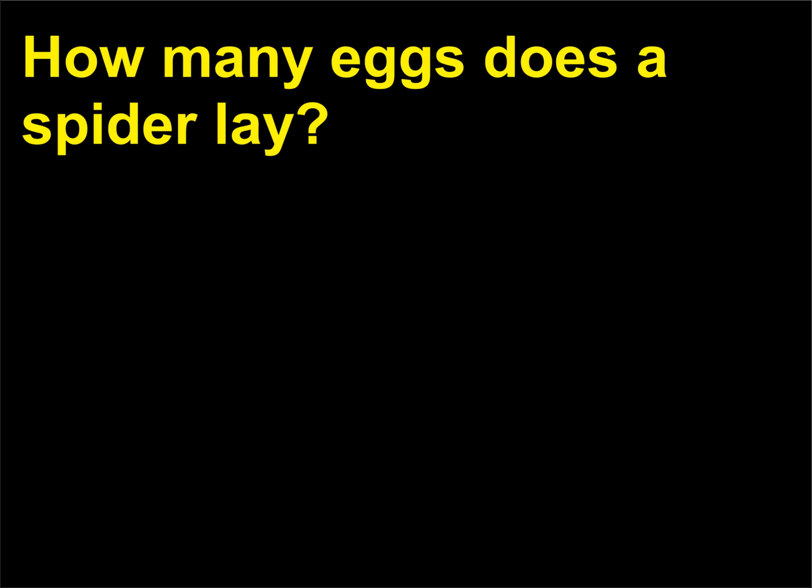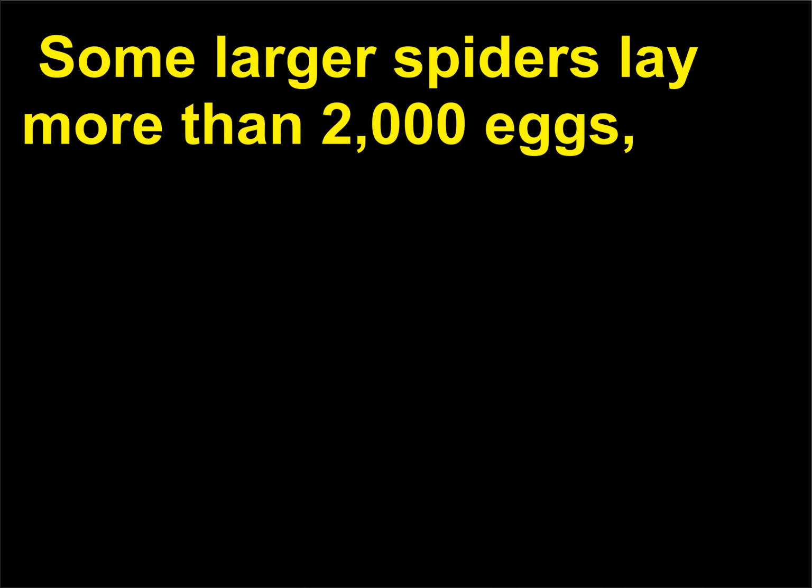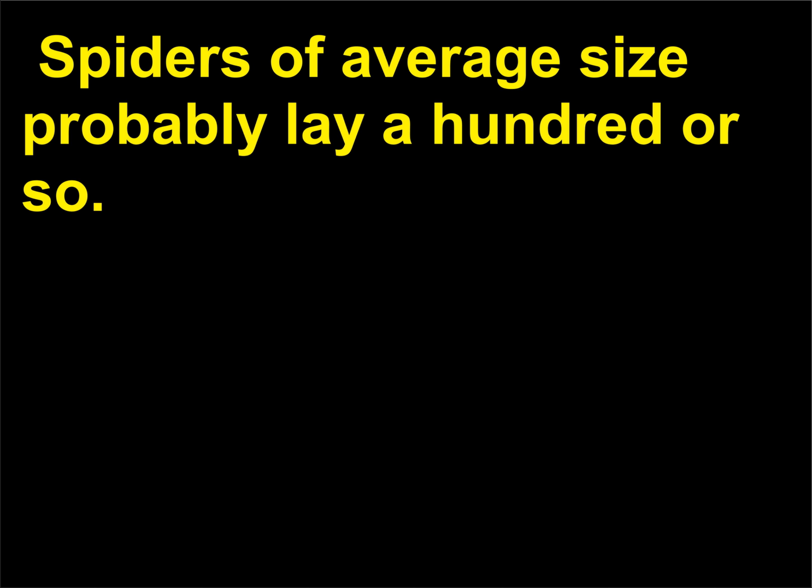How many eggs does a spider lay? The number of eggs varies according to the species. Some larger spiders lay more than 2,000 eggs. But many tiny spiders lay 1 or 2, and perhaps no more than a dozen during their lifetime. Spiders of average size probably lay 100 or so.